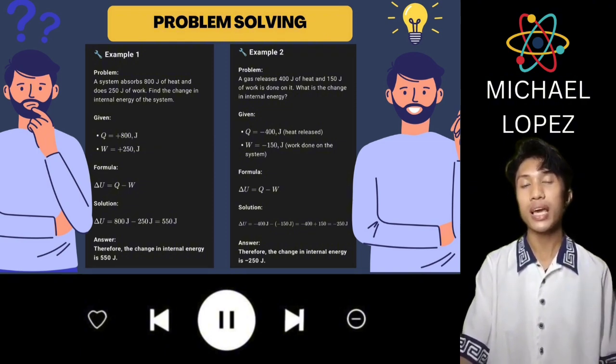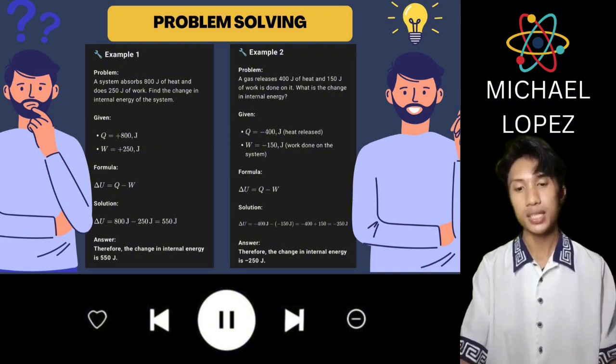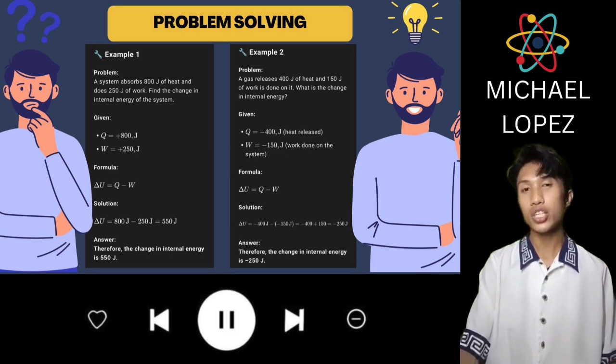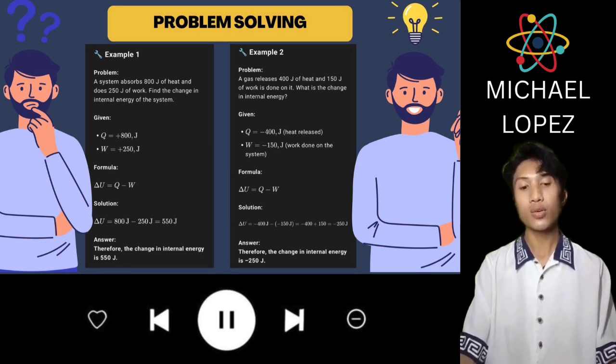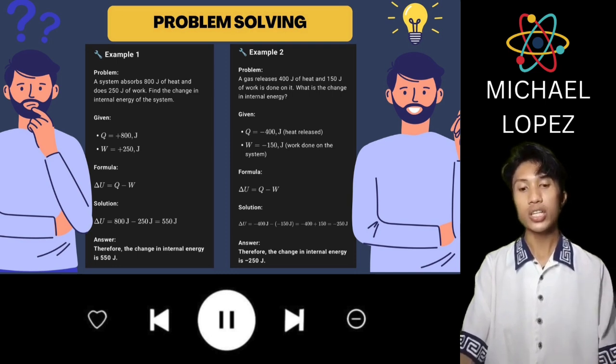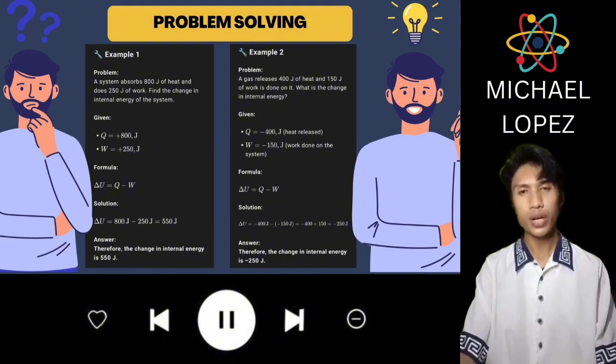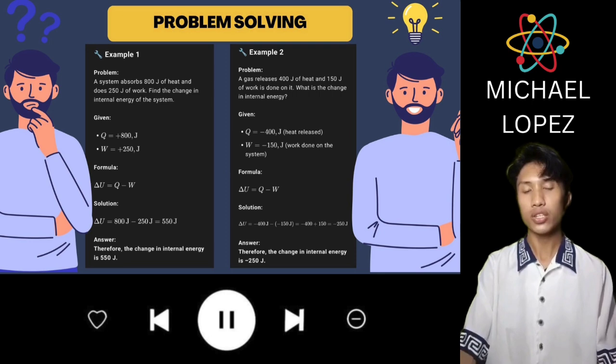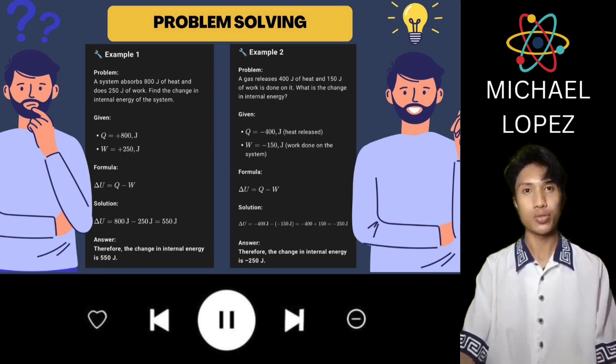Why positive again? Because it is done by the system. Using the formula, change in internal energy is equal to heat added to the system minus work done by the system, let's find out the solution. Let us just substitute what are the given. Change in internal energy is equal to 800 joules minus 250 joules, that is equal to 550 joules. So therefore, the change in internal energy is 550 joules.